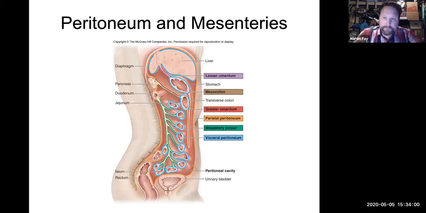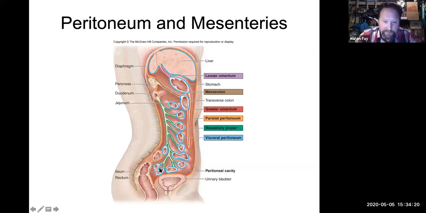Now, way back in day 1 of anatomy, I said that the peritoneum is a big complicated mess, and we're not going to worry about it till the end of the semester. Well, here we are, near the end of the semester. Now we need to talk about the particulars of this structure.